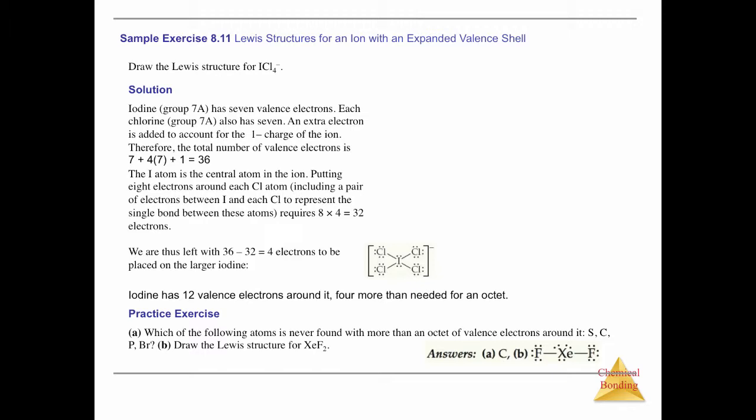Practice exercise. Which of the following atoms is never found with more than an octet of valence electrons around it? Sulfur, carbon, phosphorus, or bromine? And then draw the Lewis structure for XeF2.